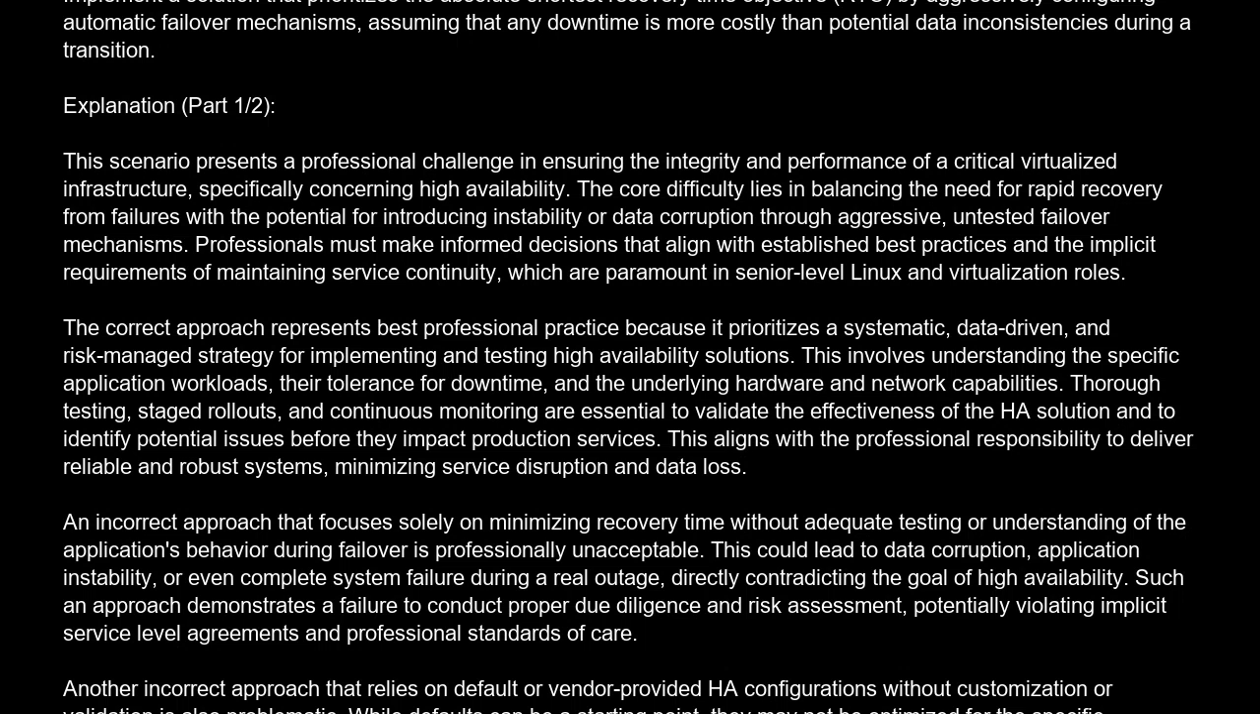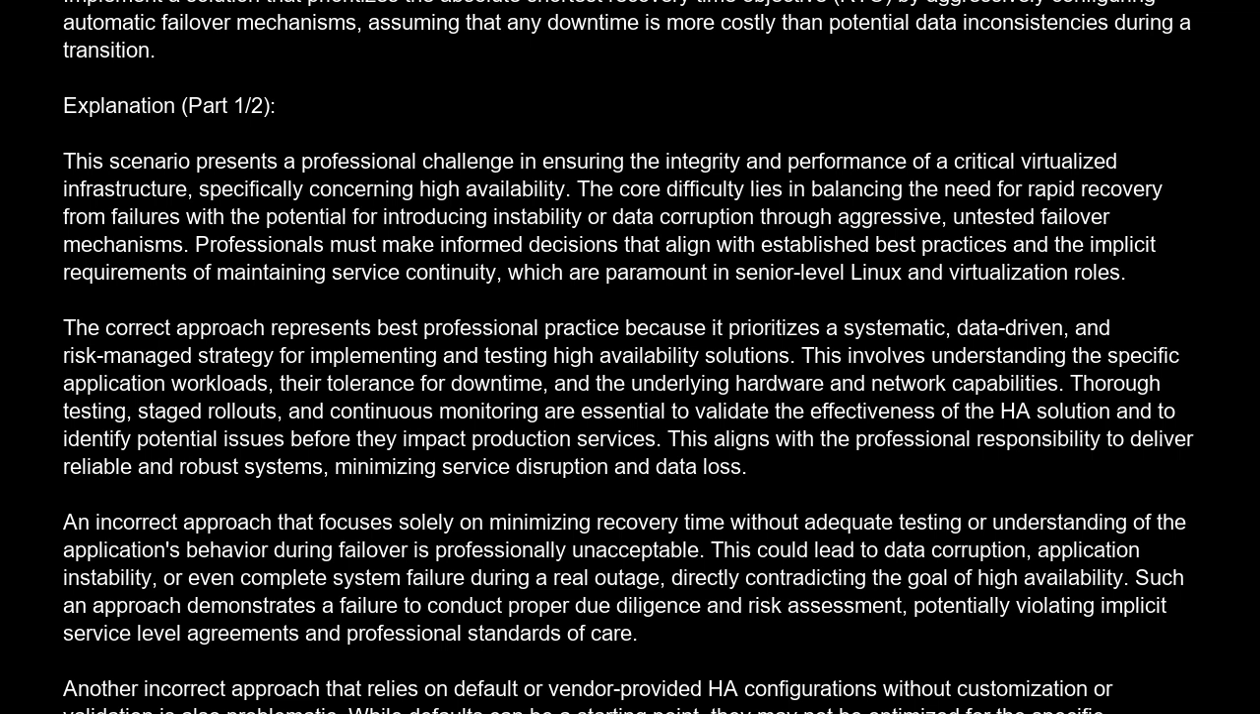Correct answer is C. Implement a solution that prioritizes the absolute shortest recovery time objective, RTO, by aggressively configuring automatic failover mechanisms, assuming that any downtime is more costly than potential data inconsistencies during a transition.